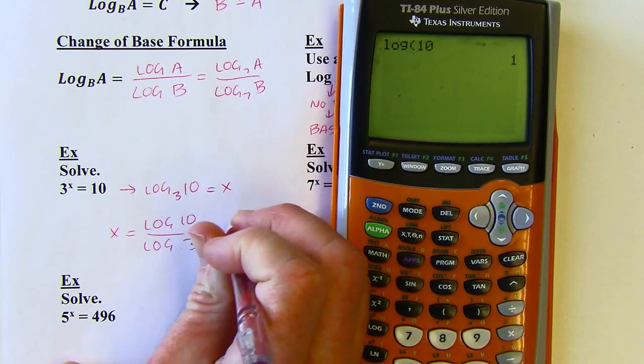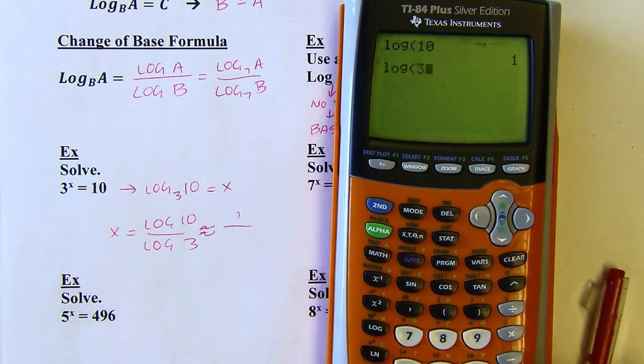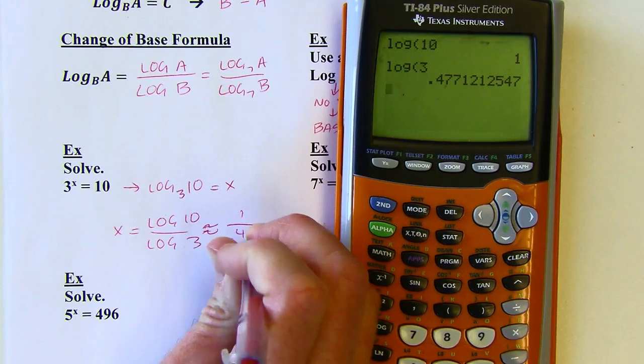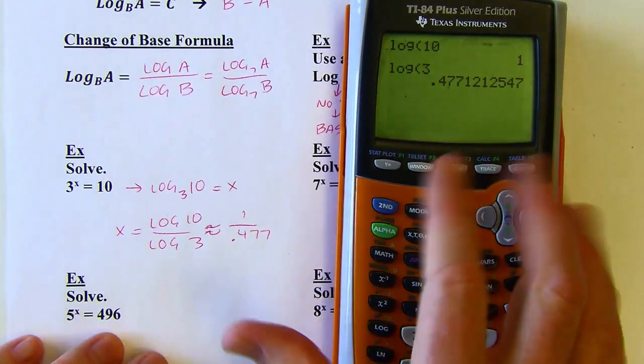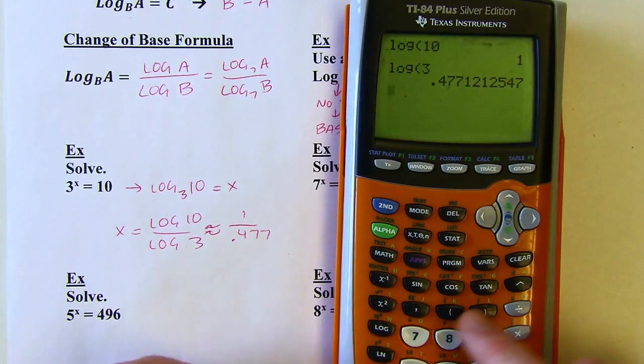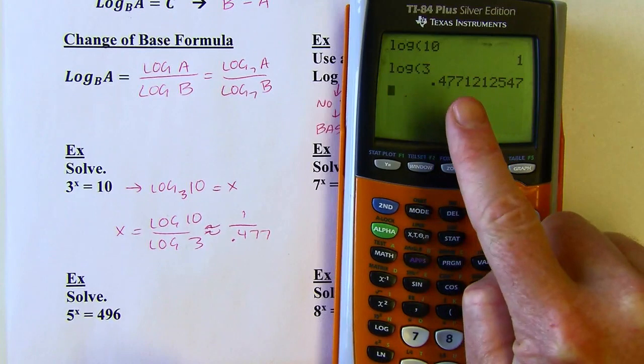I'm going to put approximately equal because, when I type this in, log of 3 is 0.477 roughly, okay? So what I'm going to do is 1 divided by that decimal. It might be better actually just to type this all into your calculator, because we don't want to round our answers as we go.